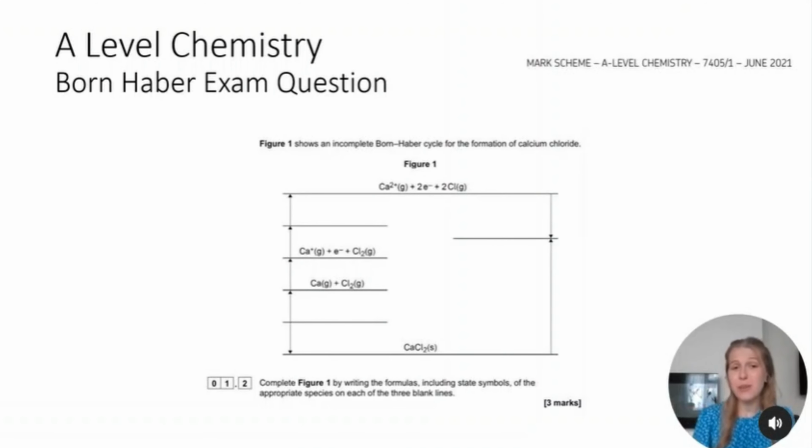The first question we're going to look at is a Born-Haber exam question, and we're looking at June 2021. What we have to do in this case is complete figure 1 by writing the formula, including state symbols of the species, and we're looking specifically at calcium chloride.